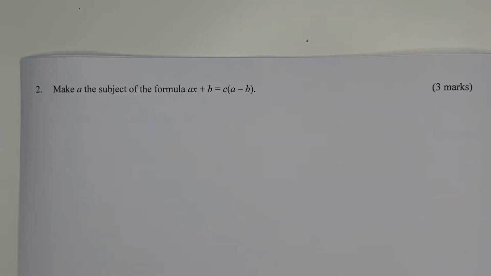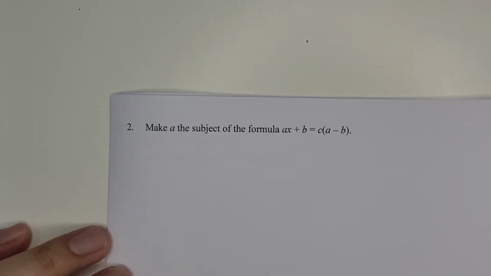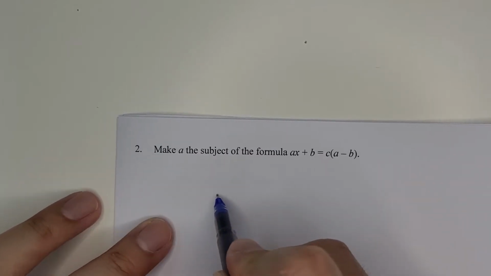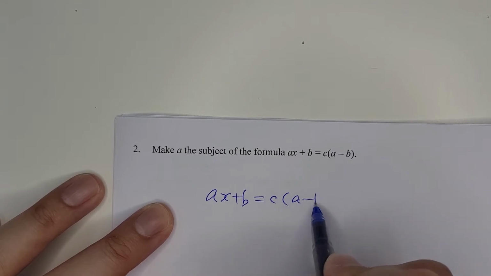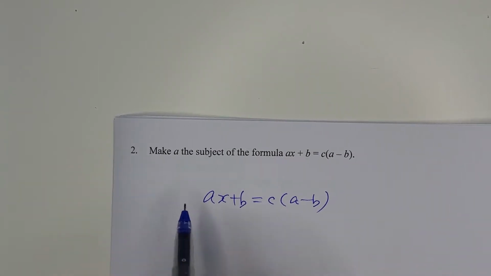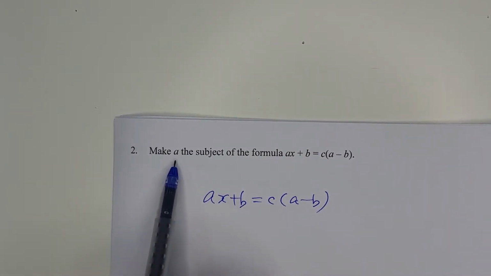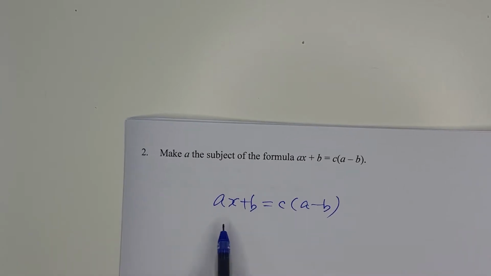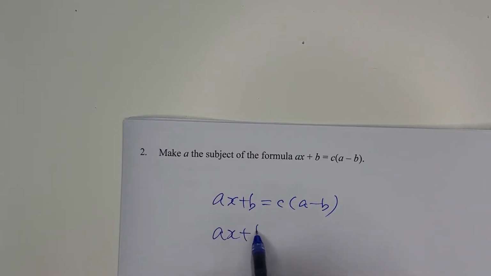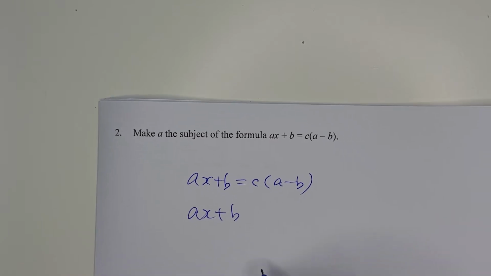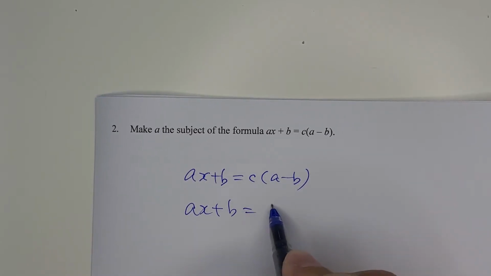Okay, for question number 2, make A the subject of the formula. So what you can do is write down the equation first. As you can see that you want A to be the subject, so you move all terms with A to the left hand side and all terms without A to the right hand side. So we will do it this way. AX plus B will equal CA minus CB.